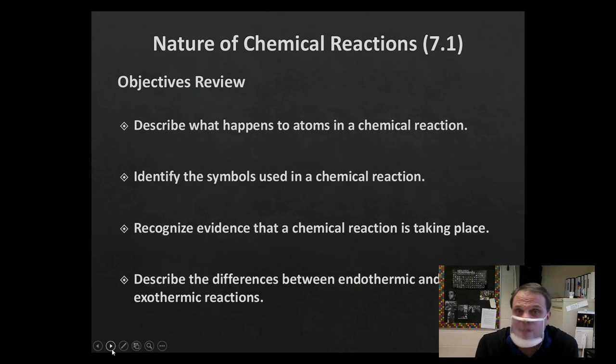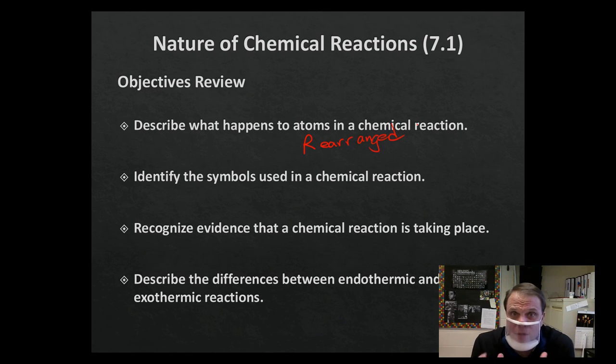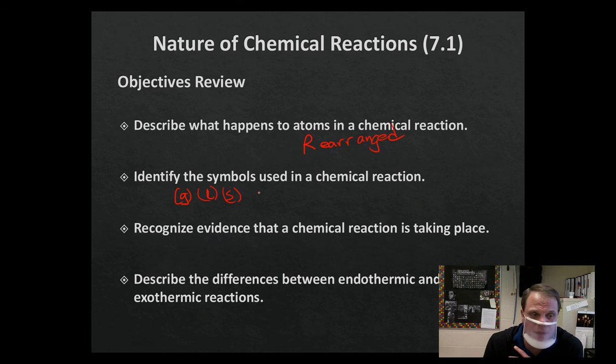Okay, so let's wrap it up and see what we learned. Can we actually do these things that we are talking about? All right, so can we describe what happens to atoms in a chemical reaction? Yeah. Remember that these atoms are being rearranged, okay? And they're going to form new compounds, new substances with new unique characteristic properties. We looked at a lot of different symbols that are used in a chemical reaction. We looked at the gas, the liquid, the solid, the aqueous.